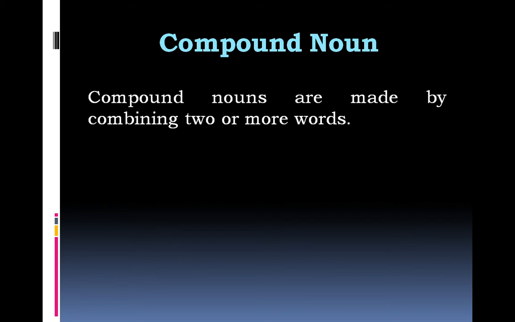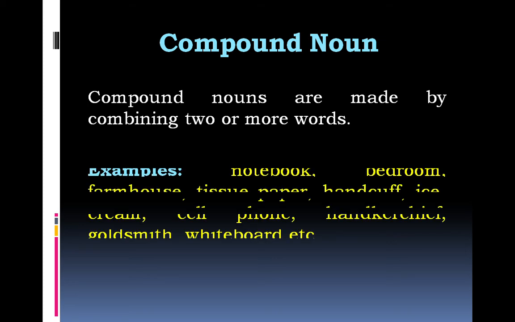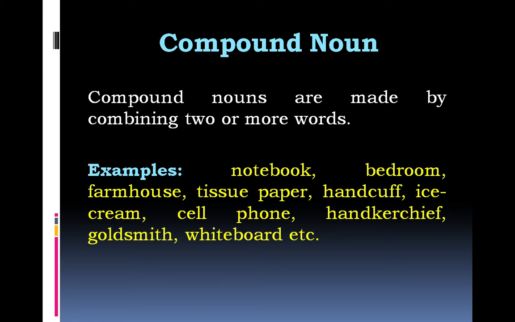The next type is compound noun. Compound nouns are made by combining 2 or more words. Take a look at the examples. Notebook, bedroom, farmhouse, tissue paper, handcuff, ice cream, cell phone, handkerchief, goldsmith, whiteboard, etc. Prima facie, the concept seems to be very simple. But many students find it difficult to understand the difference between compound nouns and ordinary noun phrases. What's the difference? Let's explain.